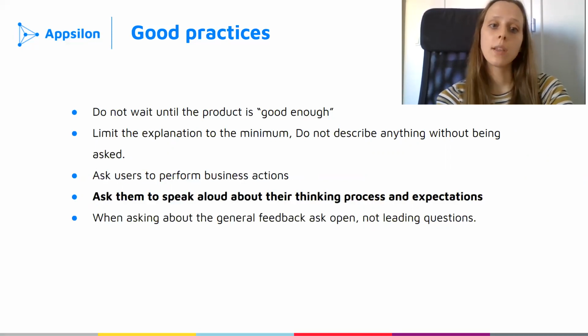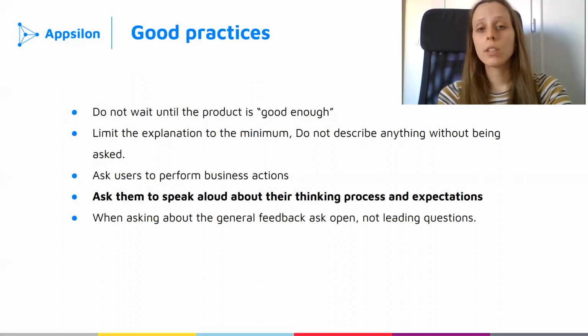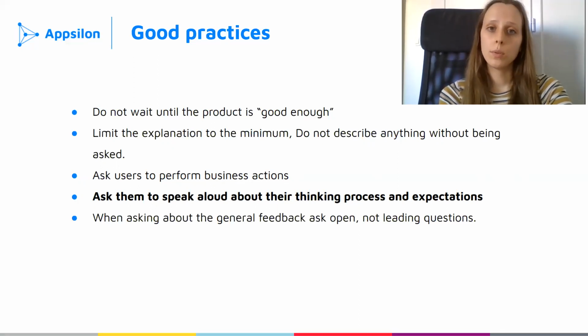Then ask the user to speak aloud about their thinking process and expectations, because only then you can truly understand what is happening. As an example, a user can open a tab and tell you, oh, I opened this tab because I expected some advanced charts here, but I can only see a table which is not very helpful for me. And now you know that you need to change something. You can change the tab name or add these advanced charts if needed.